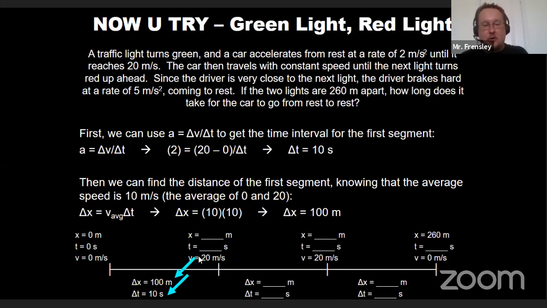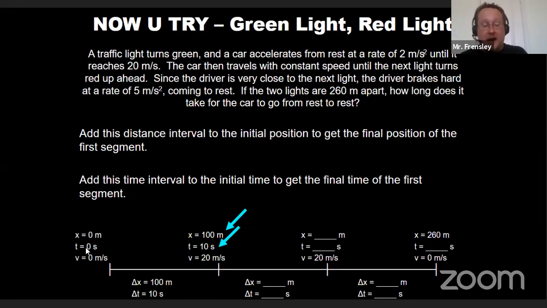What's the average of 0 and 20? It's 10. The amount of time I just got is 10, so that's 100 meters. So I'm going to say that from 0, I go ahead 100 meters. I'm at 100 meters now. Time 0, advance into the future 10 seconds. So now I'm at a clock time of 10 seconds.